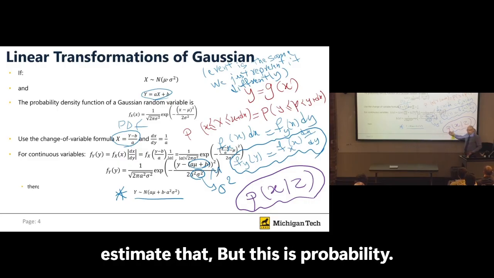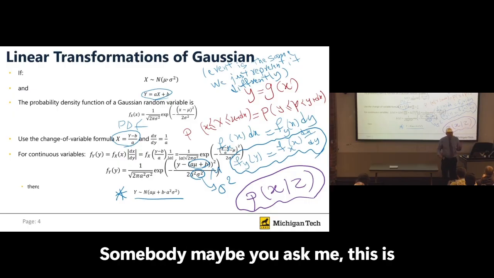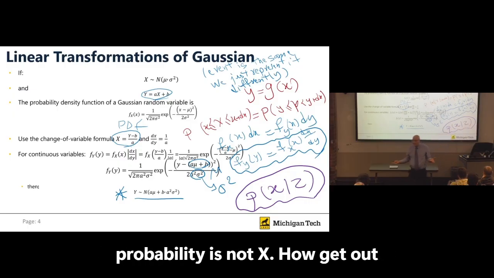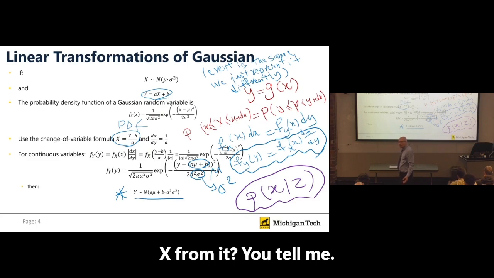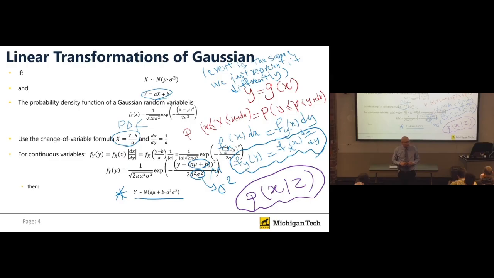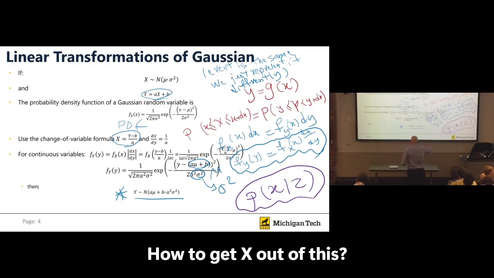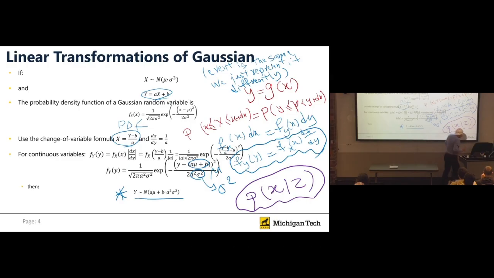But this is probability. Maybe you ask me, this is a probability, it's not x. How do we get x out of it? You tell me. How do we get x out of this? So what is x?